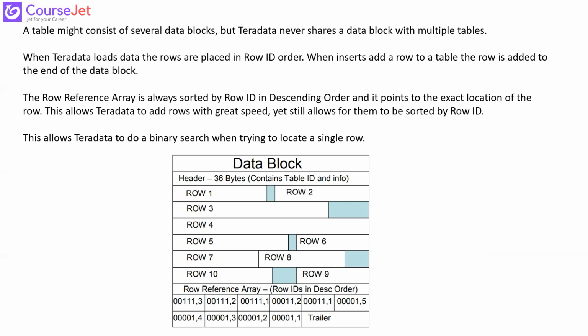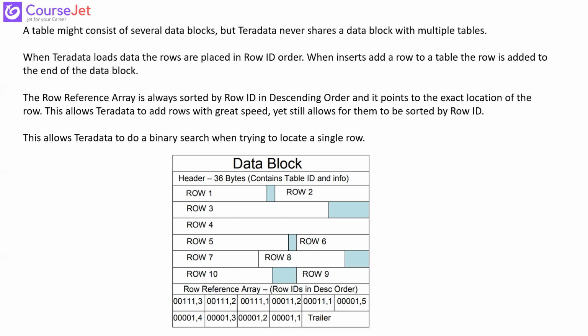If you see here, this is the row ID. The hashing value generates 32 bits, and the uniqueness value is another 32 bits. So the uniqueness value plus the hash value is called the row ID.